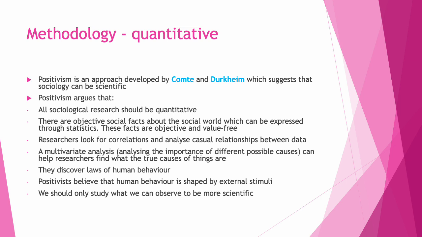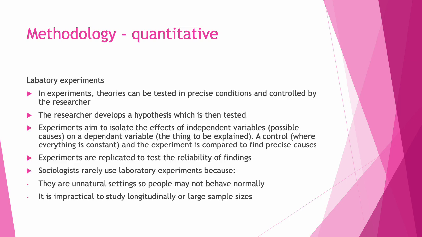A multivariate analysis can help researchers find what the true causes of things are. They discover laws of human behaviour. Positivists believe that human behaviour is shaped by external stimuli, and that we should only study what we can observe to be more scientific. Lab experiments are a type of quantitative data which can be tested in precise conditions and controlled by the researcher. The researcher develops a hypothesis which is then tested.